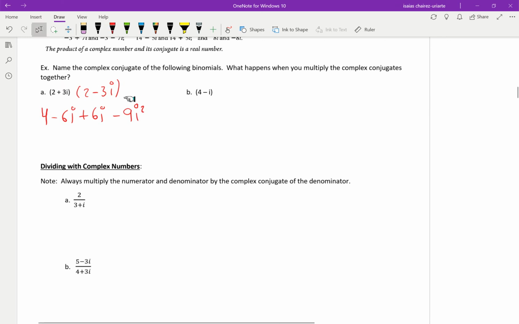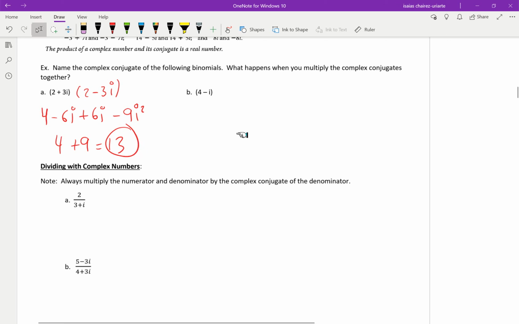Now let me simplify and collect like terms. Well, negative 6i plus 6i, that's gone. So this becomes 4 plus 9, and that's 13. So notice that if I multiply a complex number times its conjugate, I end up with a real number. I should not have an i anymore.